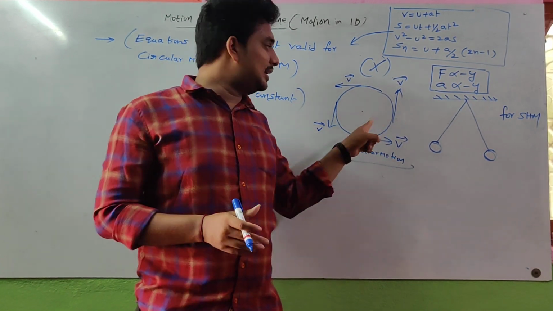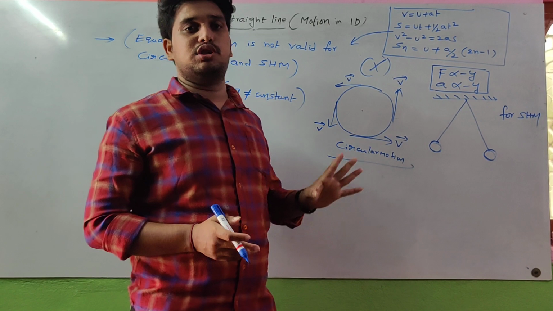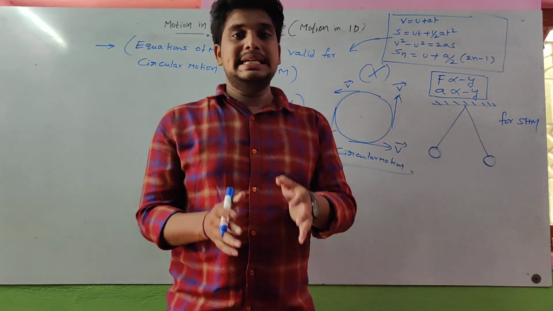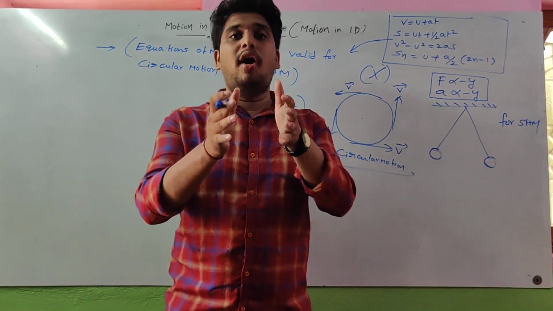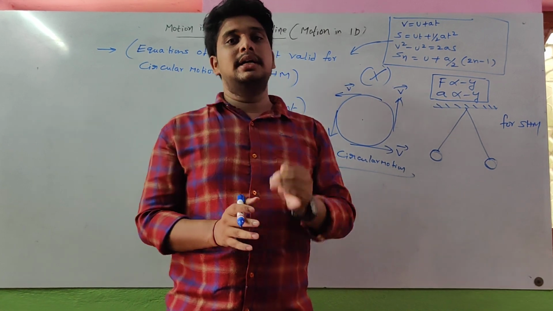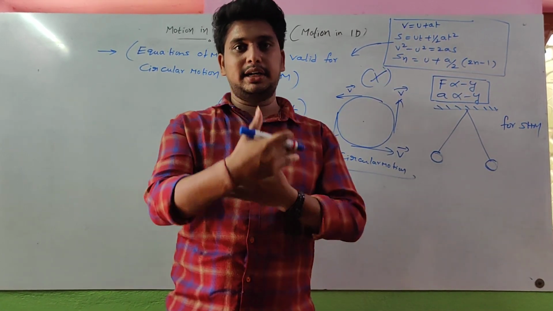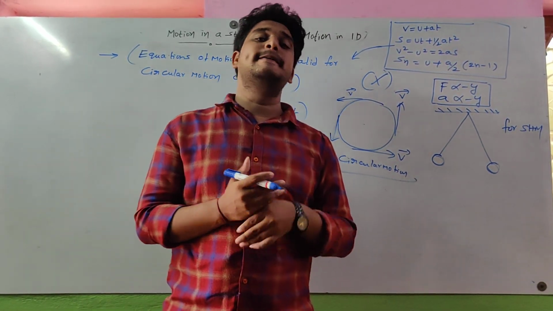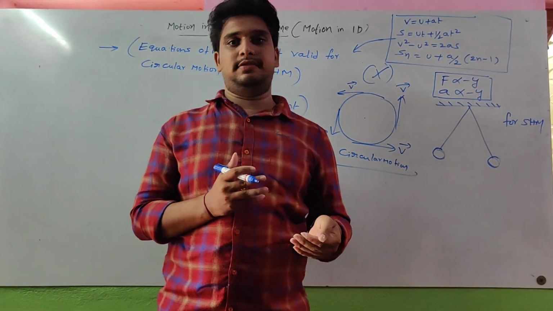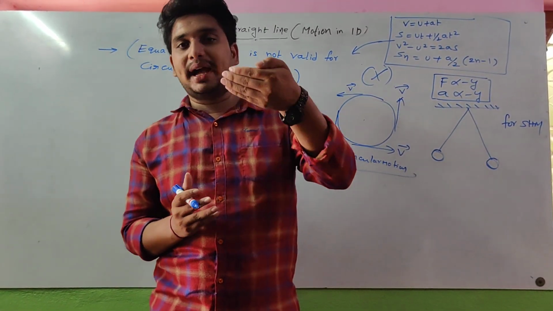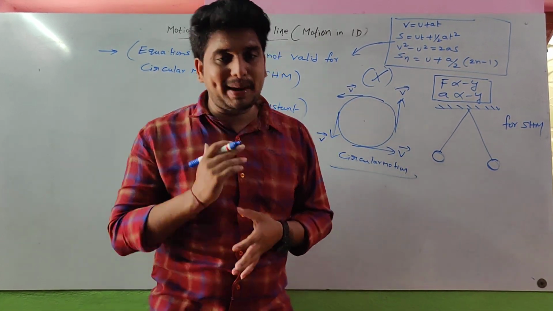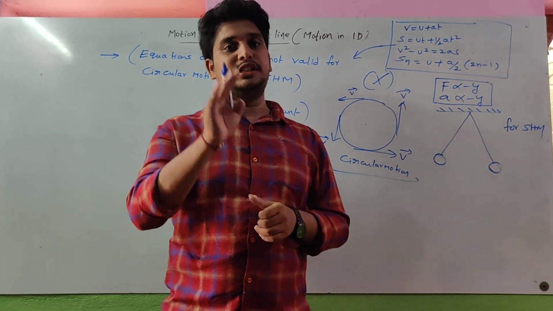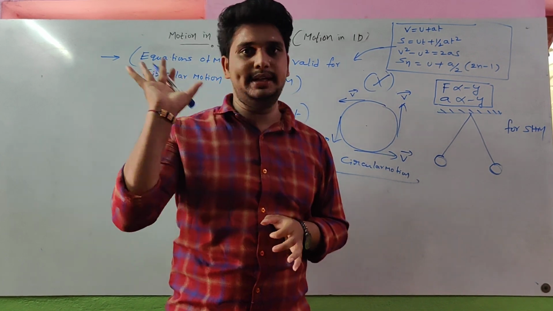That means acceleration is not constant for circular motion, and acceleration is not constant for simple harmonic motion. That's why the equations of motion are not valid for circular motion and simple harmonic motion. This is very important, friends. So please be focused whenever the question itself says the body moves in non-uniform accelerated motion, the body moves in a circular path, or the body moves in simple harmonic motion. At that time, these 4 equations of motion are not valid.